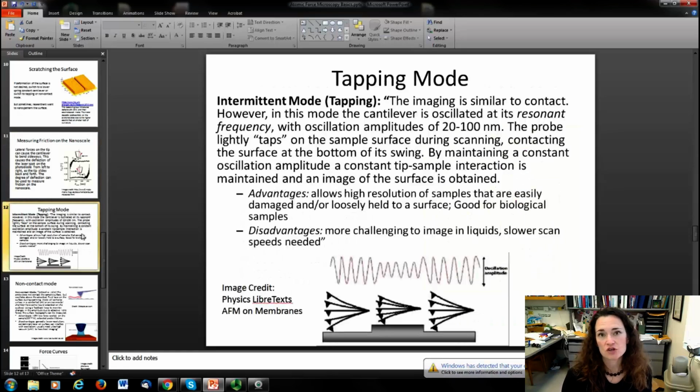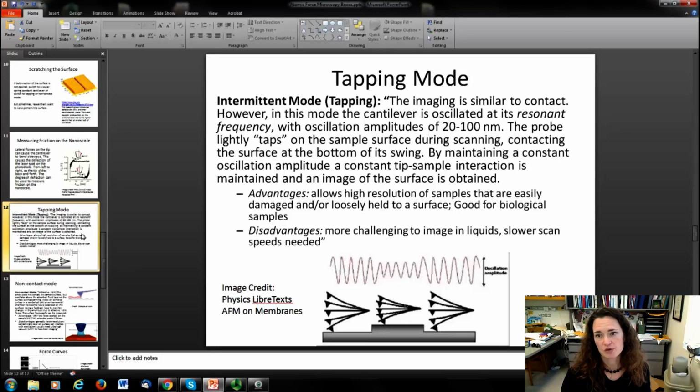Okay, moving on to another really common mode in AFM, we can also talk about tapping mode, also called intermittent contact mode. So in this, the imaging is similar to contact. However, in that mode, the cantilever is oscillated at a resonant frequency. Resonant frequencies typical can be in the tens to hundreds of kilohertz range. They have oscillation amplitudes of 20 to 100 nanometers or so typical oscillation amplitudes.